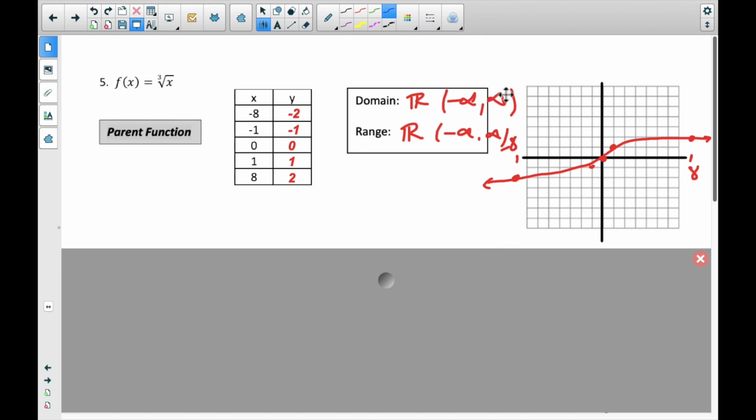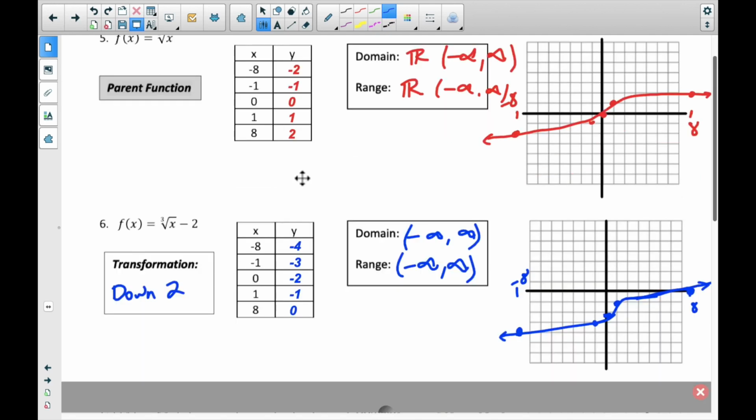and then it's going to go forever to the right and forever to the left. And so this time our domain is all real numbers, or negative infinity to positive infinity, that there are no limitations. It doesn't have to stop at negatives or anything like that. We can have any numbers we want in cube roots. Let's look at some of the transformations.